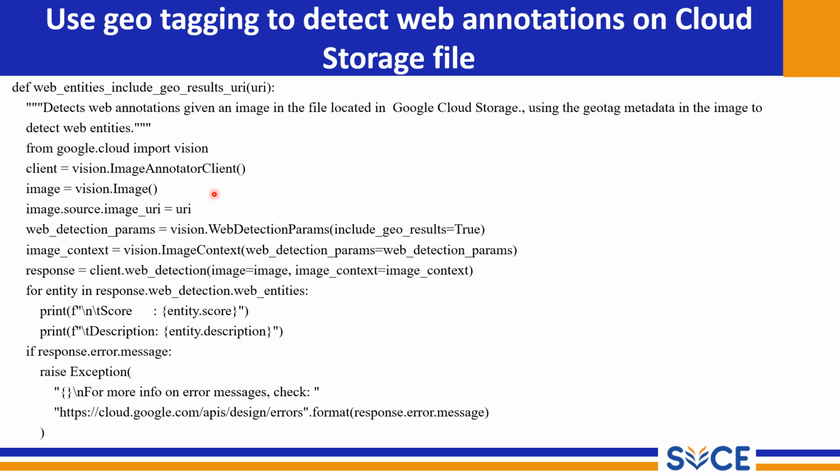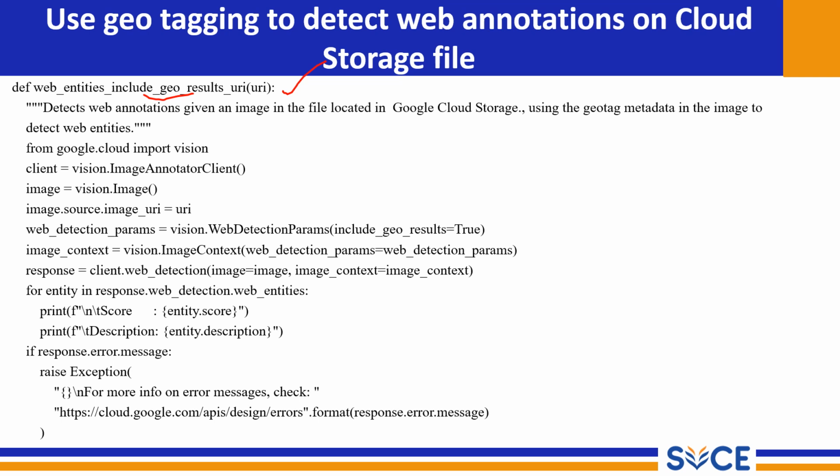Let's break down what they have done here. This is actually a Python function, right? It uses the Google Cloud Vision API to perform web detection. The first step is that we are defining a function called web entities include geo results URI, and it takes a single argument, the Google Cloud Storage URI.